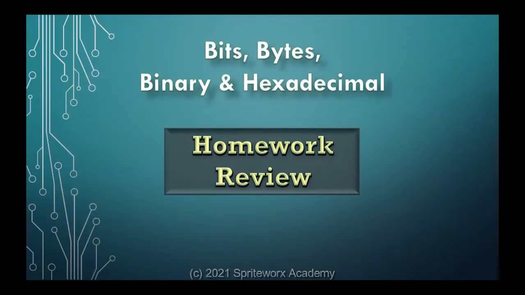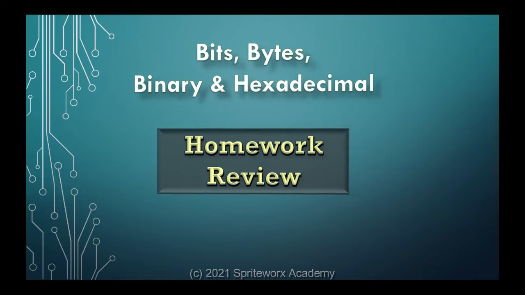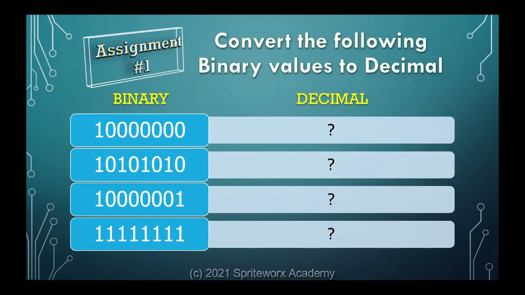Okay, so let's go ahead and take a look at our homework assignment from our last video. Now, assignment number 1, we had to convert some binary byte values into their equivalent decimal values. Now remember, in order to do this, all we need to do is convert each individual binary bit into its equivalent decimal values and then add those together to get our value for the entire byte.